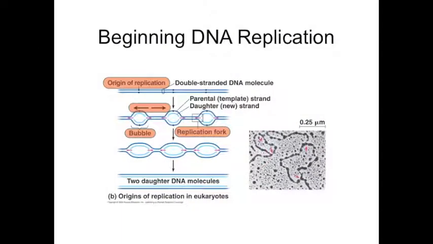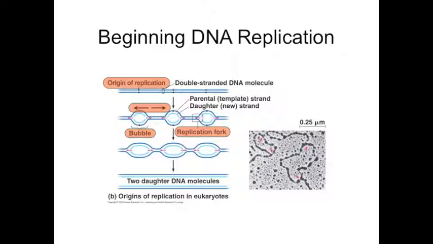DNA replication starts at specific sites called origins of replication. In eukaryotes, there are multiple origins of replication, which are short stretches of DNA with a specific nucleotide sequence. Proteins that initiate DNA replication recognize this sequence, attach to the DNA, and unwind the two strands, creating the replication bubble. Replication proceeds in both directions until the entire strand is copied.